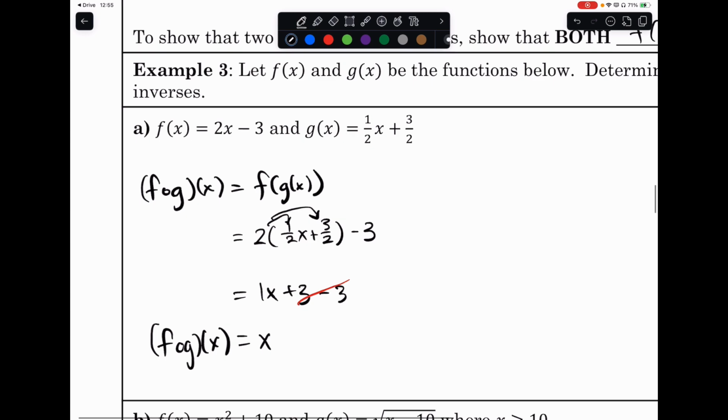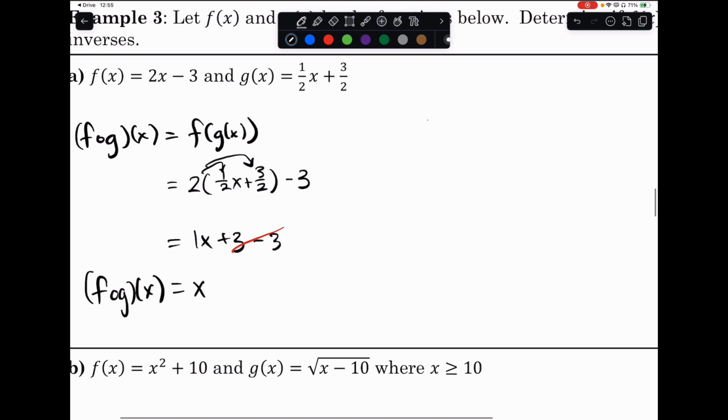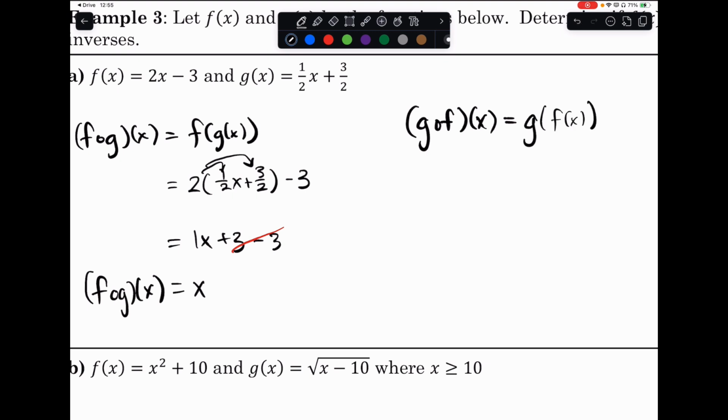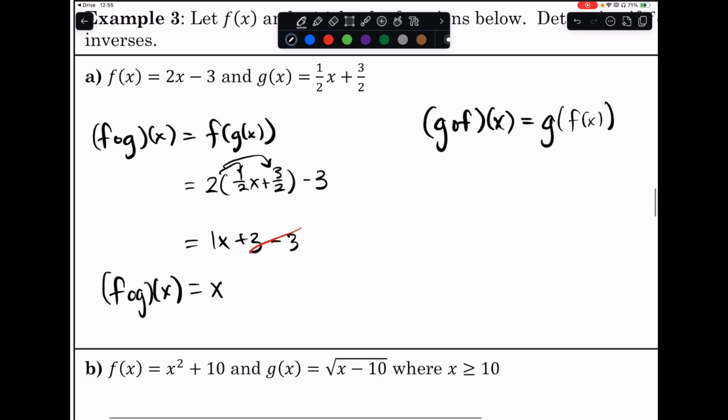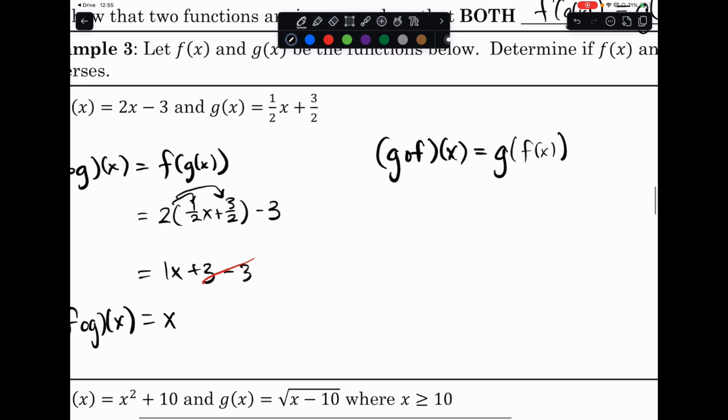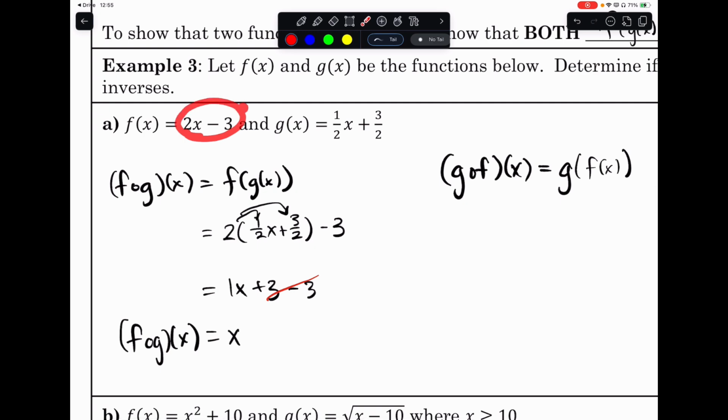Now, all we have to do is prove and show that when we do the composition in the opposite order, this is also going to cancel out the operations and only leave us with the variable x. So let's see. Now we're going to go in the other direction. We're now going to get this function f and plug it into this x on g.